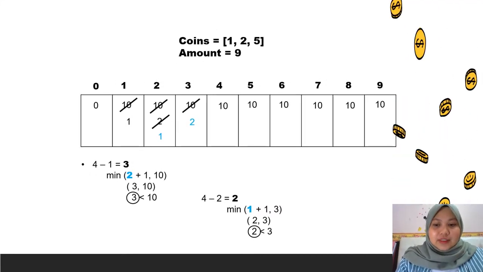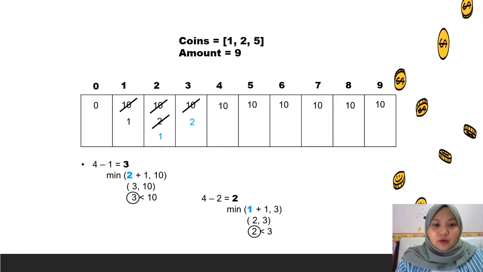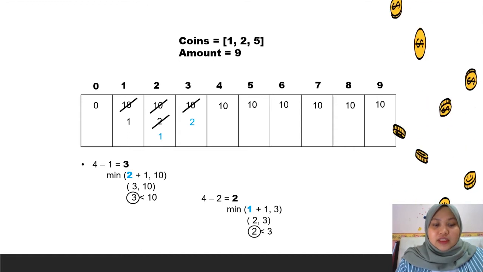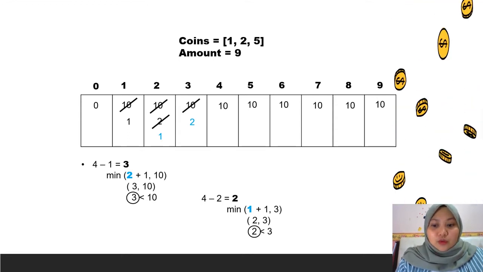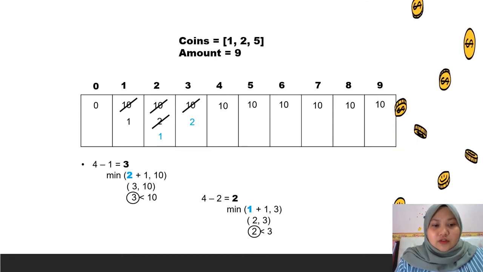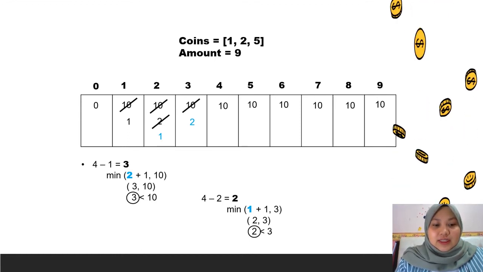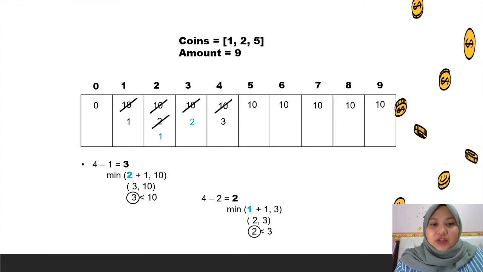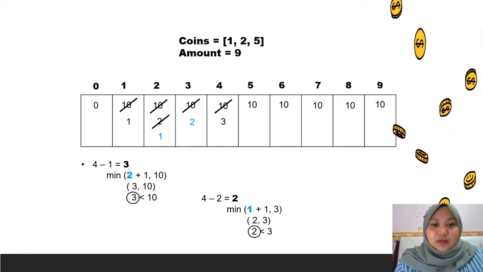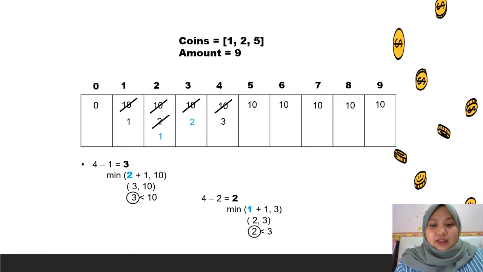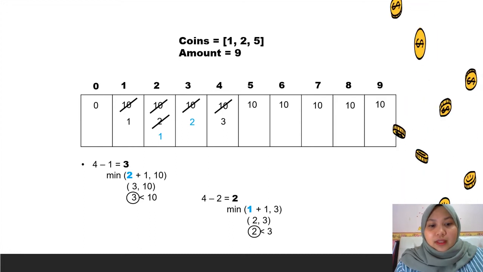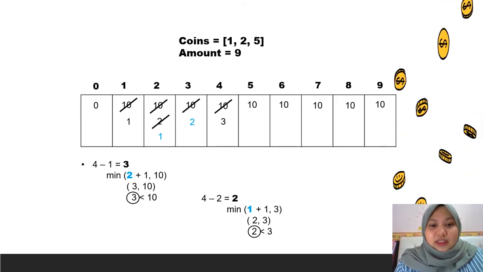So now we try subproblem 4. 4 minus 1 gets 3. The answer in subproblem 3 is 2. So we take 2 plus 1, which is 3. Now 3 is less than 10, so the new answer in subproblem 4 is 3. So let's try another coin. 4 minus 2 gets 2. The answer in subproblem 2 is 1. So 1 plus 1 is 2. Now 2 is less than 3, so the new answer in subproblem 4 is 2.